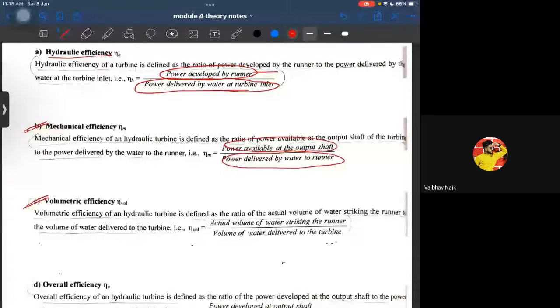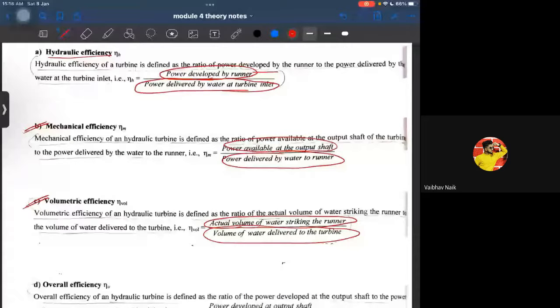So volumetric efficiency is the ratio of actual volume of water striking the runner to the volume of water delivered to the turbine. That means the volume of water which is supplied to a turbine and the actual volume of water which is striking the turbine. If you take a ratio between these two, you'll get the volumetric efficiency.